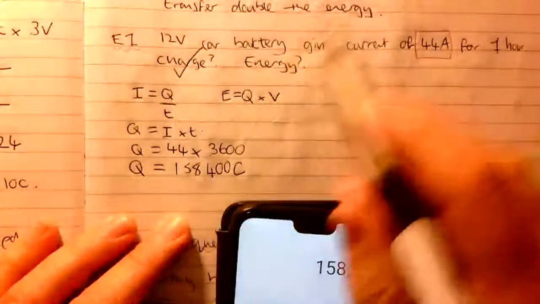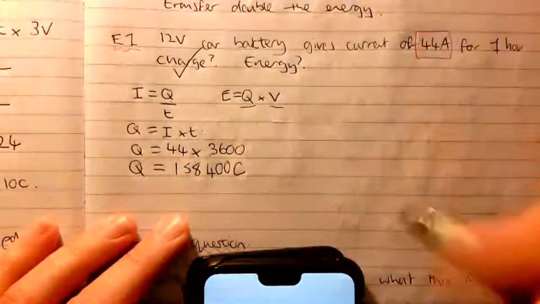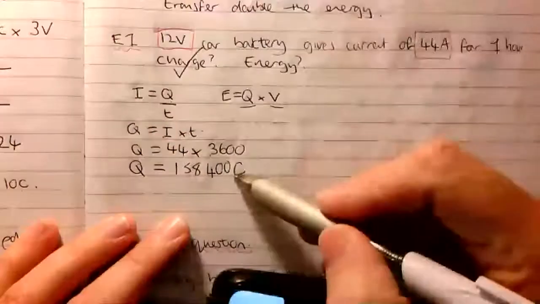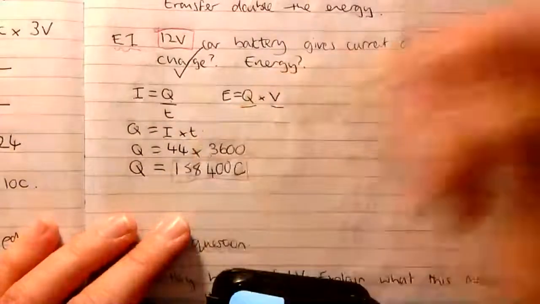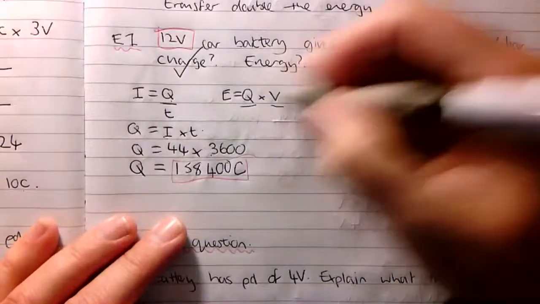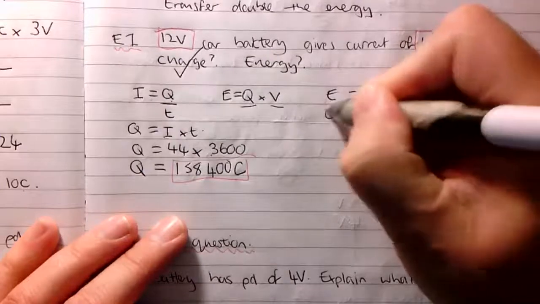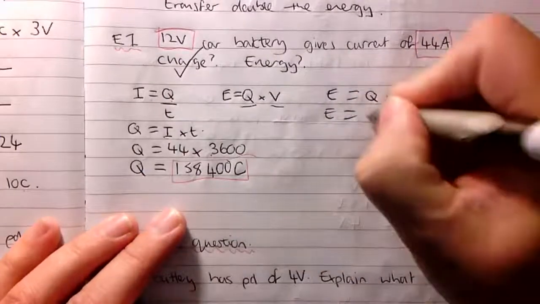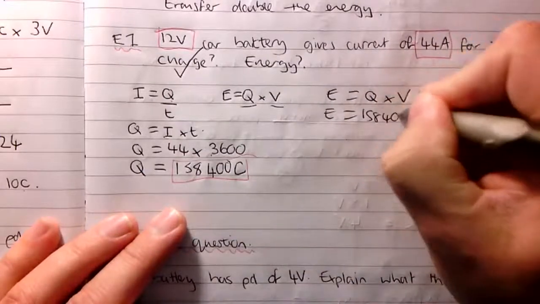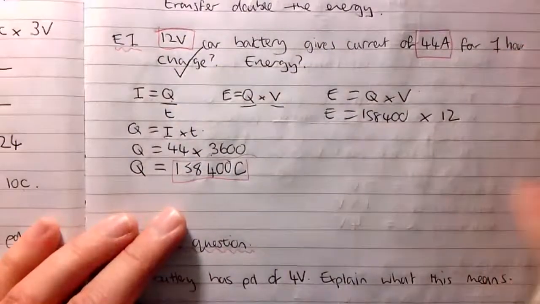Now I need to work out the energy. I need two things: charge and voltage. Let's look at my question. I've got the voltage up there. Have I got charge? Yes, I just worked it out down there. So that's good to go. Now all I need to do is the same thing for this. I'll rewrite it so I've got a bit more room. Energy is equal to, what is my charge? 158,400, I just worked out. What is my voltage? 12. They told me in the question.